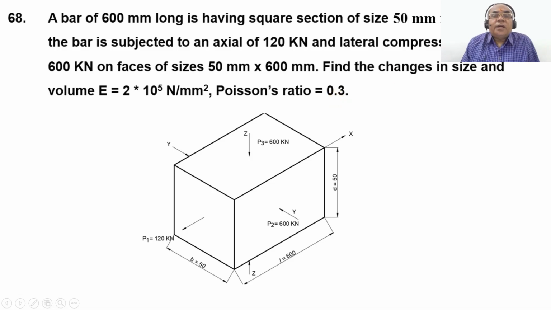0.3. So here you have 120 kilonewton acting along the x-axis and 600 kilonewton on P2, which is compressive, on the faces of 50 mm by 600, and also 600 kilonewton compressive on 600 by 50. So Young's modulus is given and also the Poisson's ratio is given.